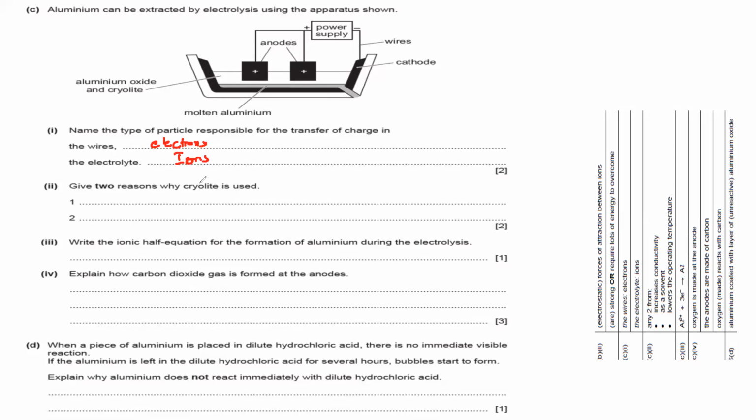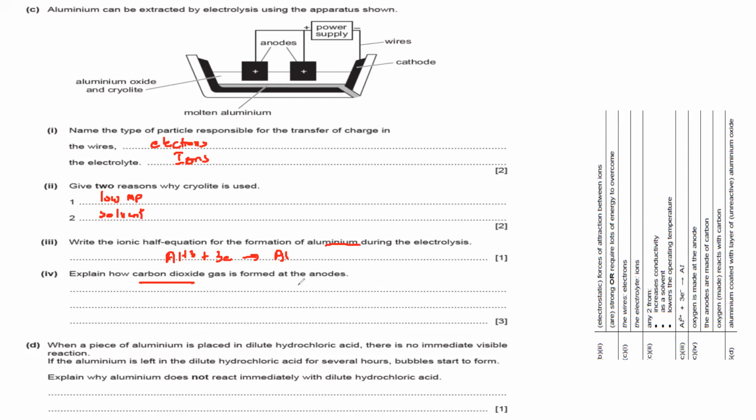Give two reasons why cryolite is added. What is the purpose of adding cryolite? Number one, it will lower the melting point. And number two, it increases the conduction, or we can also say it is used as a solvent to dissolve aluminium oxide. Then write the ionic half equation for formation of aluminium at the cathode. The aluminium ion will take 3 electrons and form an aluminium atom at the cathode.